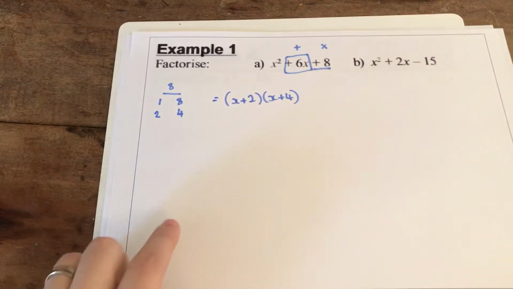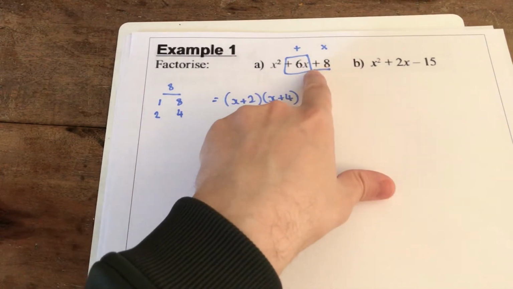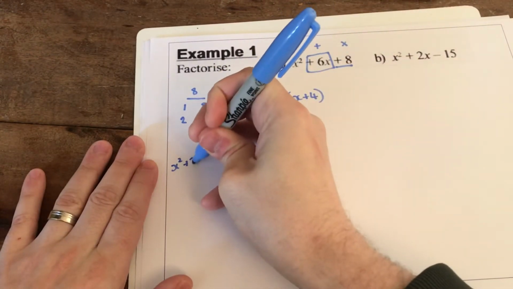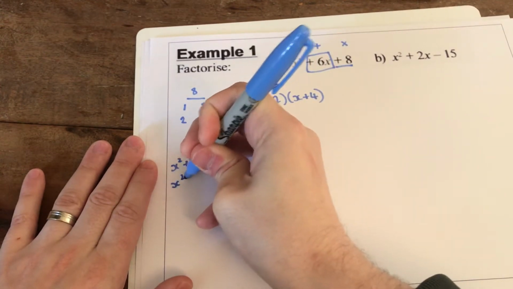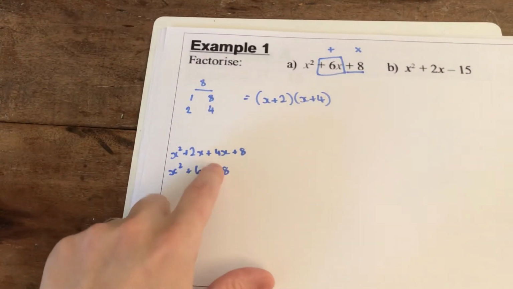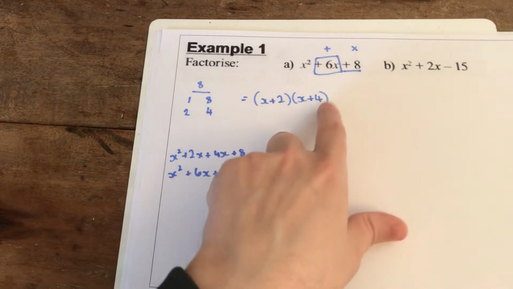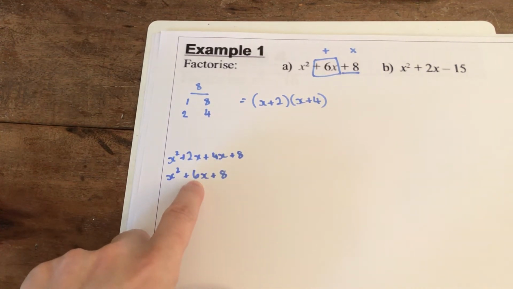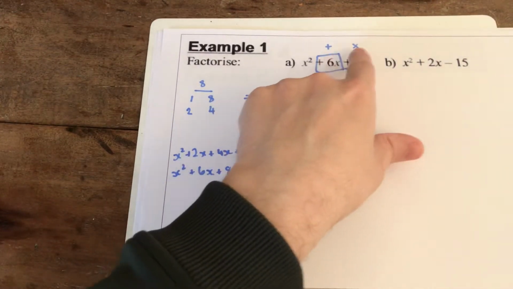Now I'm going to prove this for you by expanding these brackets down here so you can see that it makes up to give us that. So if I was to expand these brackets, I would get x squared plus 2x plus 4x plus 8. And that gives me my x squared plus 6x plus 8. So we can see that those 2 numbers there are what our middle terms are, because this is times by x and this is times by x, and that's going to add together to give our middle number. And we can see that these 2 numbers here are times together to give us our last number, which is where this comes from.